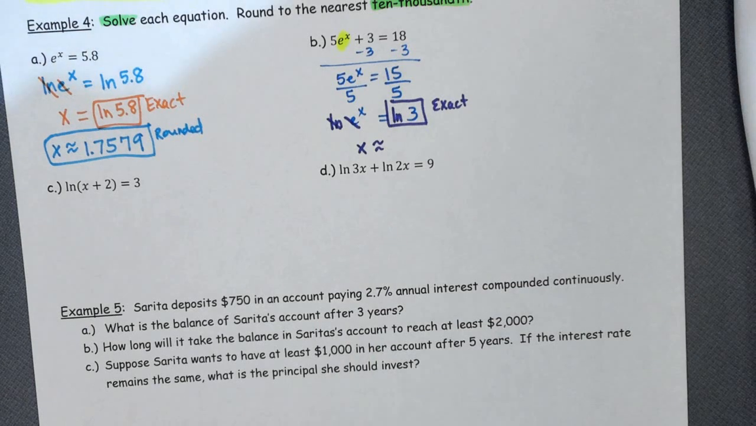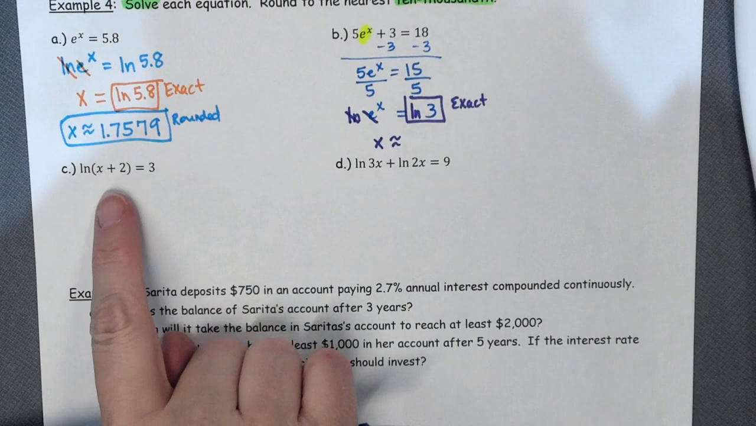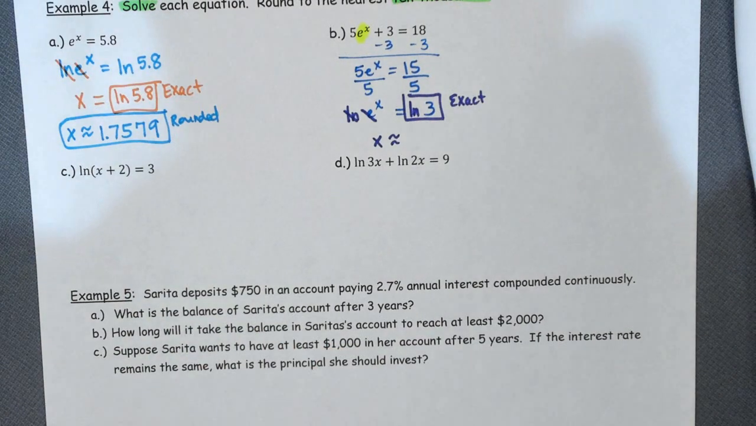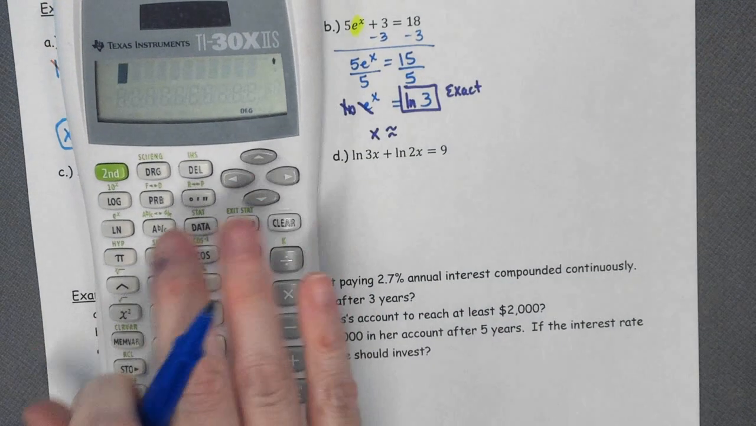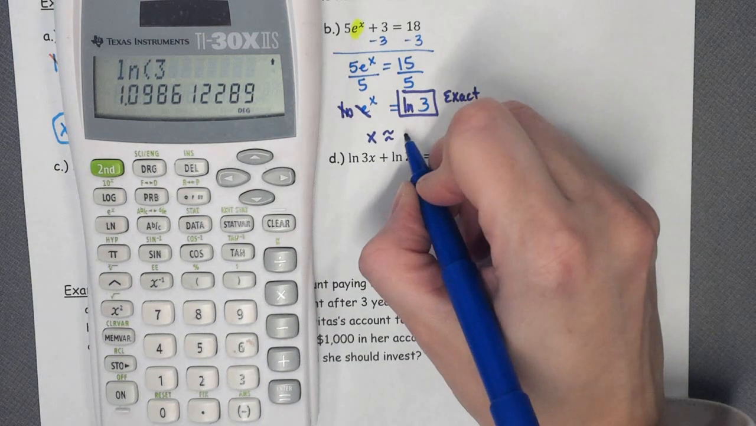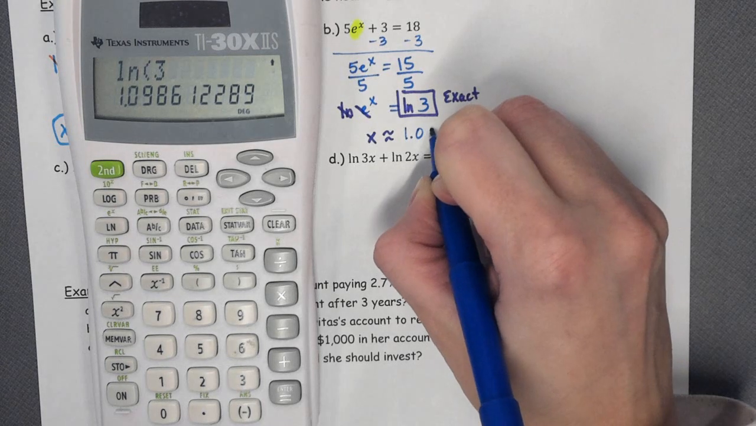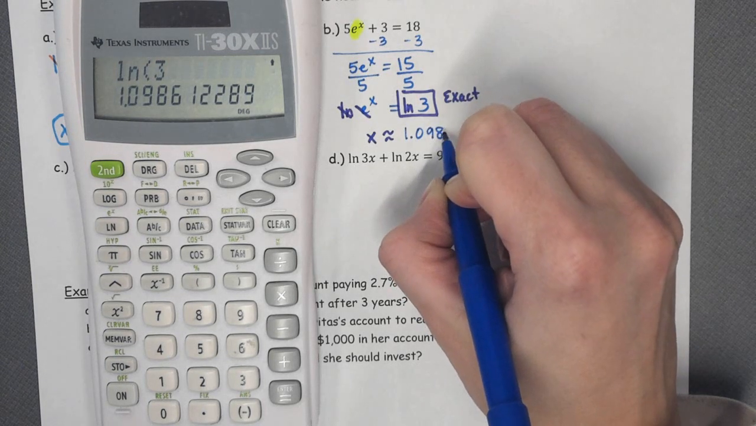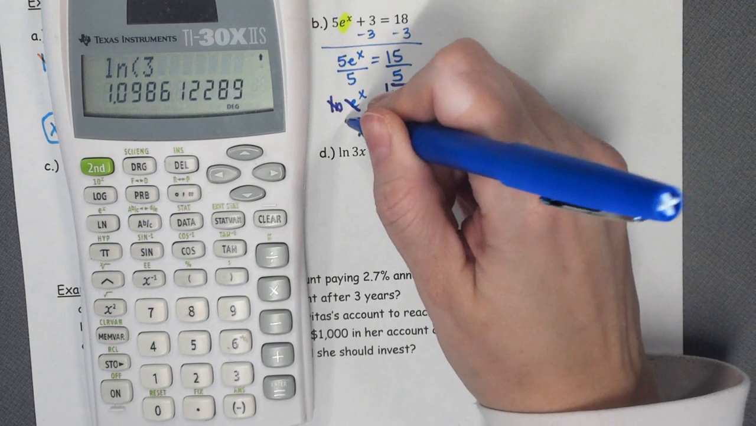Okay, and then will you guys find your rounded answer, please? And we'll check that together. And then you can start thinking about C. Okay, so when you are rounding to the nearest 10,000th, you always look at the 5th decimal place. And that will tell you whether it rounds up or stays the same.